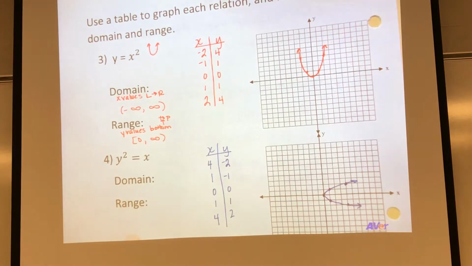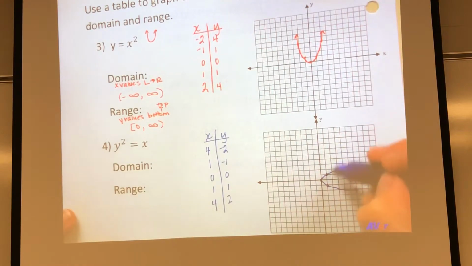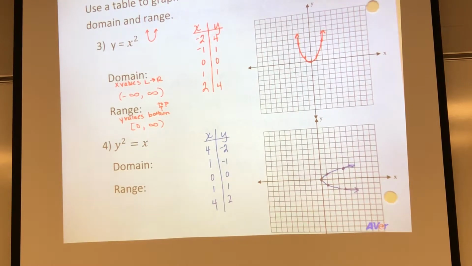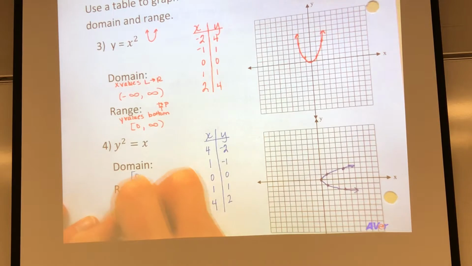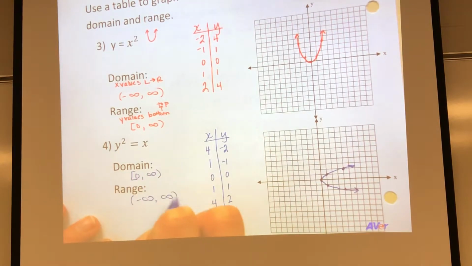Now, this one is not a function because if we were to draw a vertical line, it would go through our relation more than once. But we still can state the domain and range. Domain goes from 0 to infinity, range -infinity to infinity. So it's the opposite of number 3. They just all kind of switched on those.